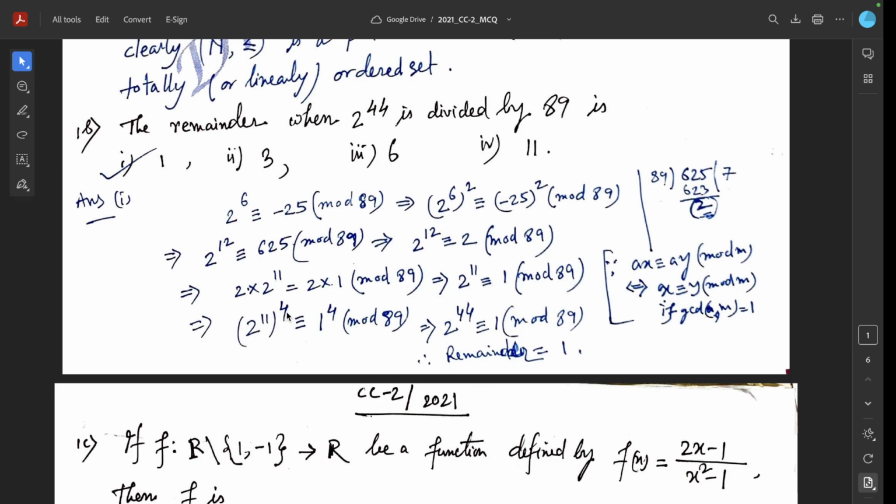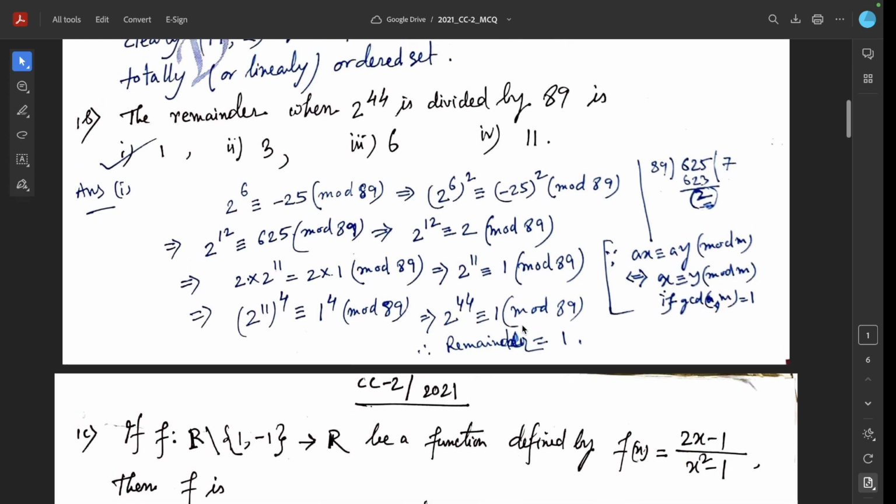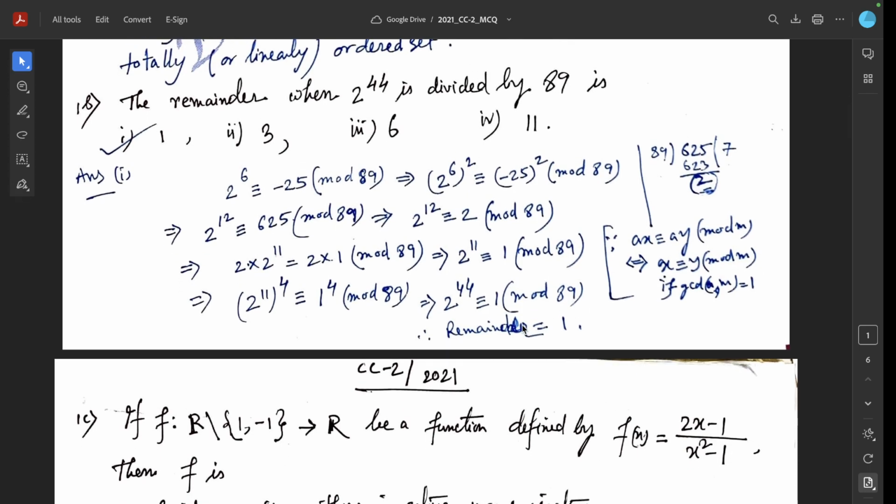So (2 to the power 11) to the power 4 is congruent to 1 to the power 4 modulo 89. So 2 to the power 44 is congruent to 1 modulo 89. Hence the remainder is 1. Correct option is 1.